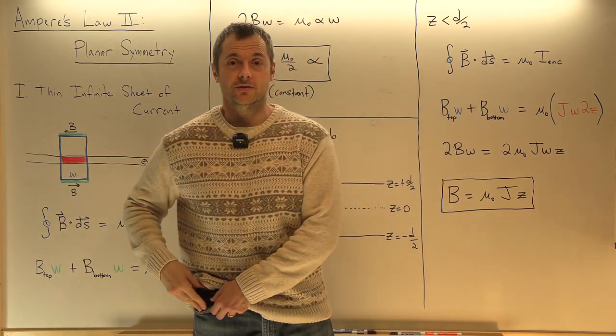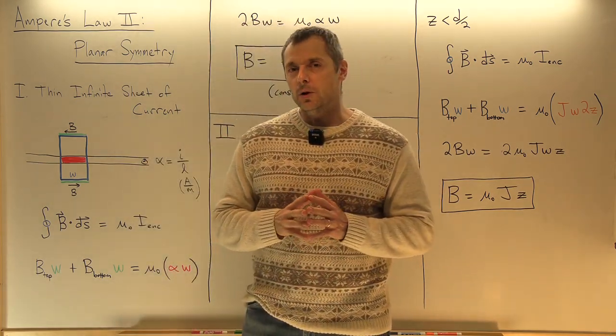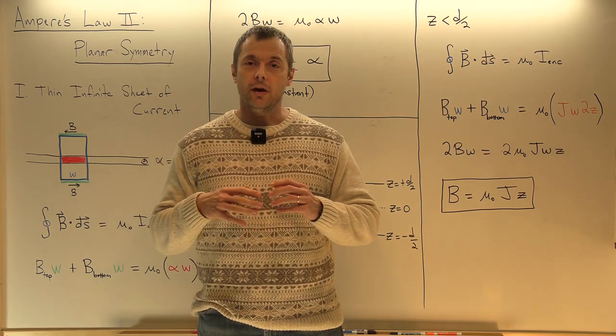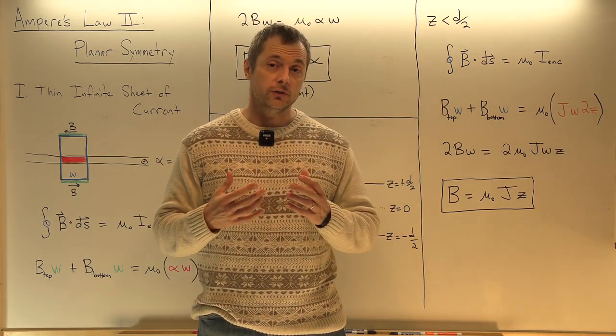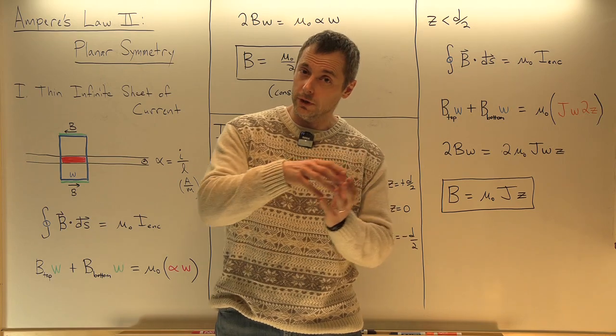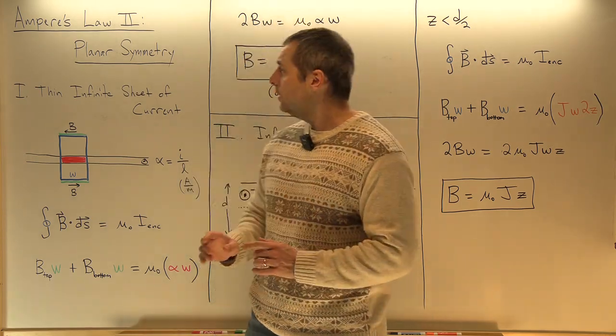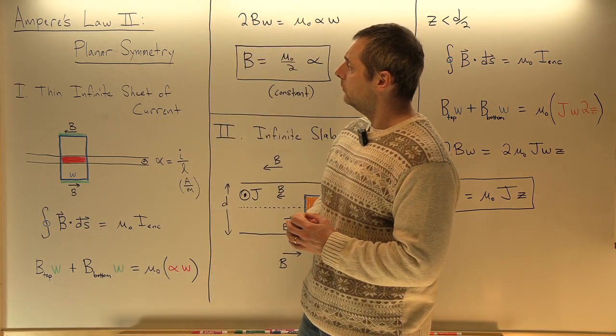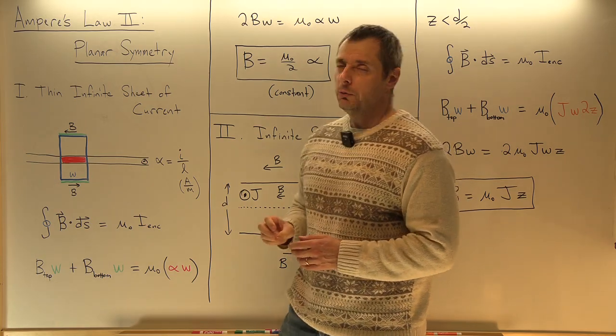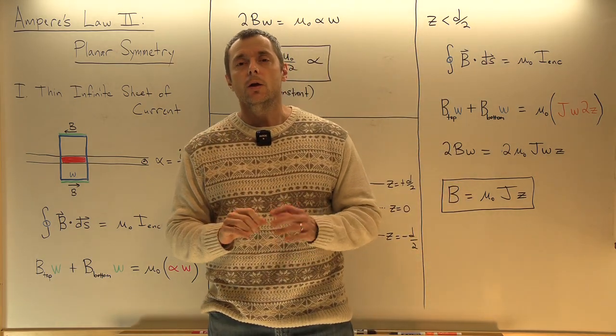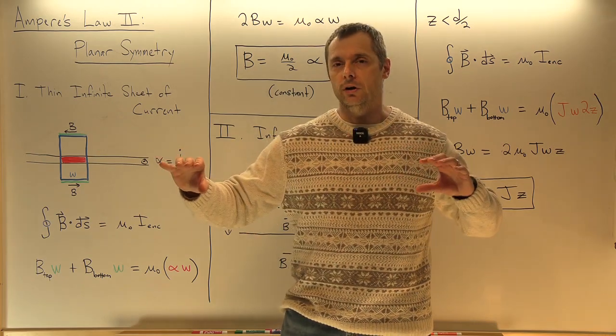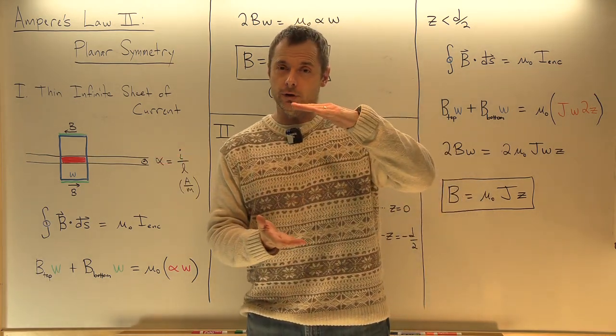Hello physics students. In the last video we used Ampere's law to figure out the magnetic field for cylindrical symmetry, current that was going through a cylinder. Today we're going to be applying Ampere's law to planar symmetry, and we're going to be doing two examples today: one for a sheet of current and one for a slab of current.